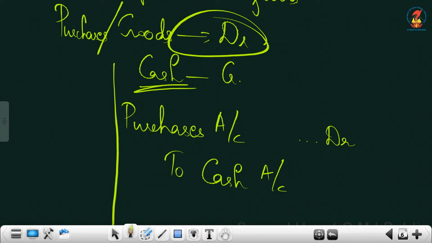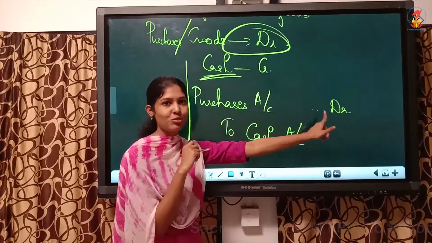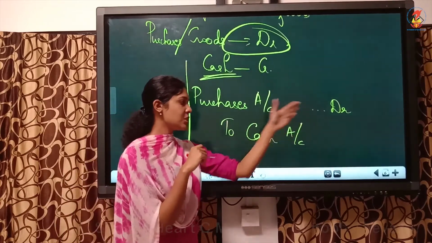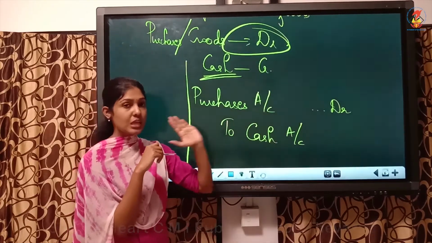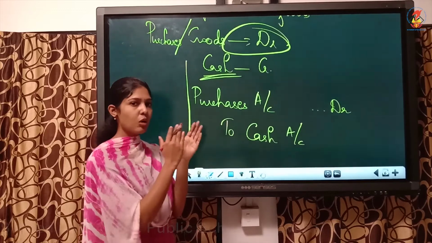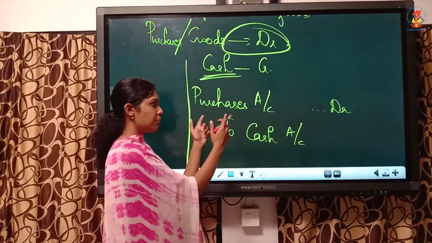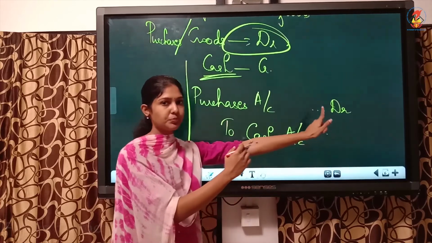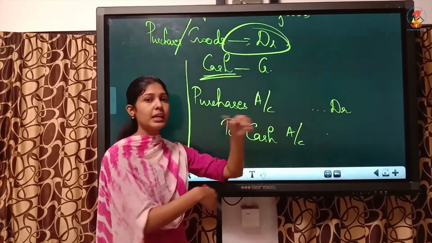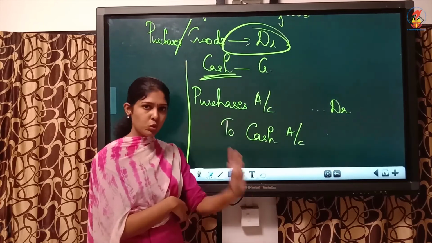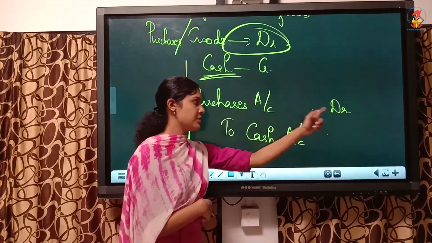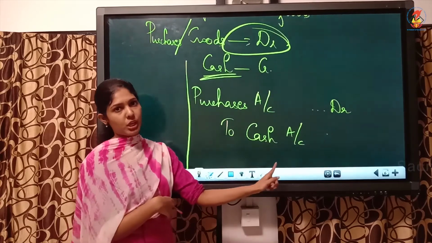This dot is not compulsory. I accidentally wrote, but here you have to write. That's a format. Purchases account debtor to cash account. This is how you have to read a journal entry. Purchases account debtor. This should be read as debtor. Don't say like debited. It's an account to be debited, but when you read it, you must say purchases account debtor to cash account. Clear?